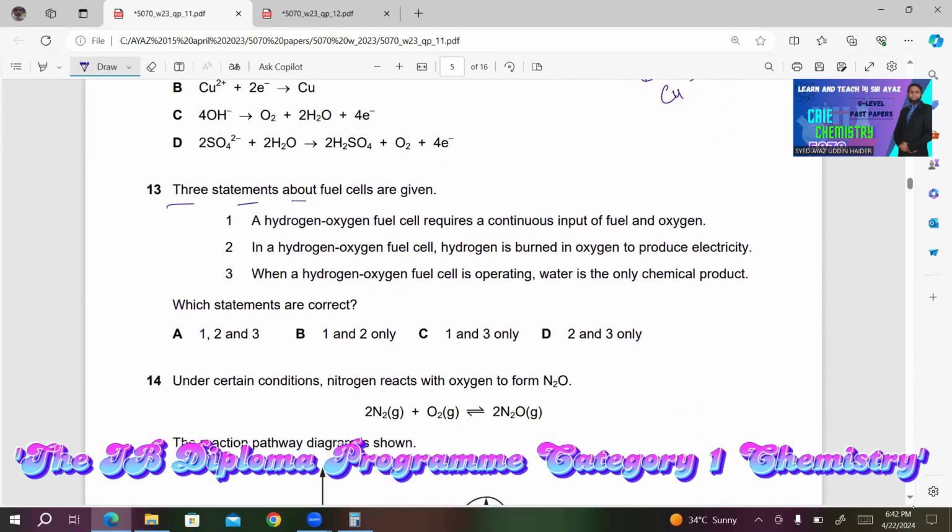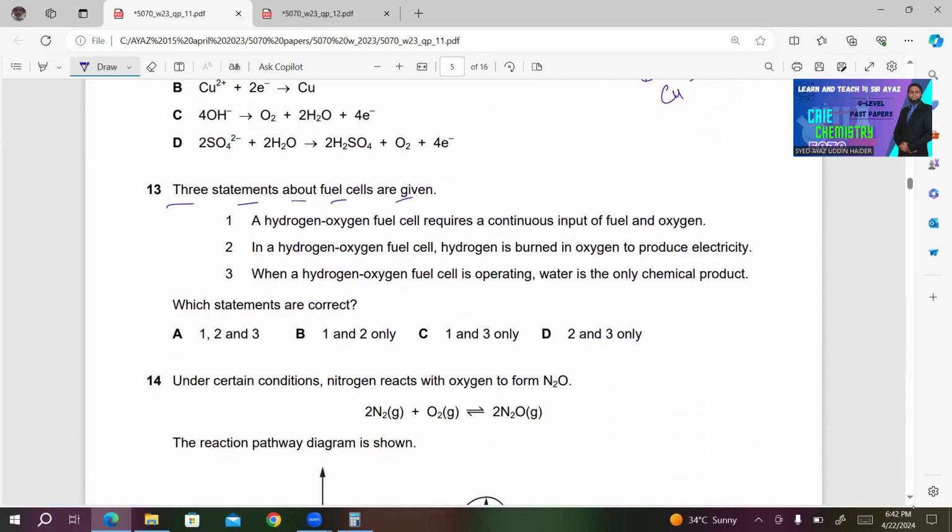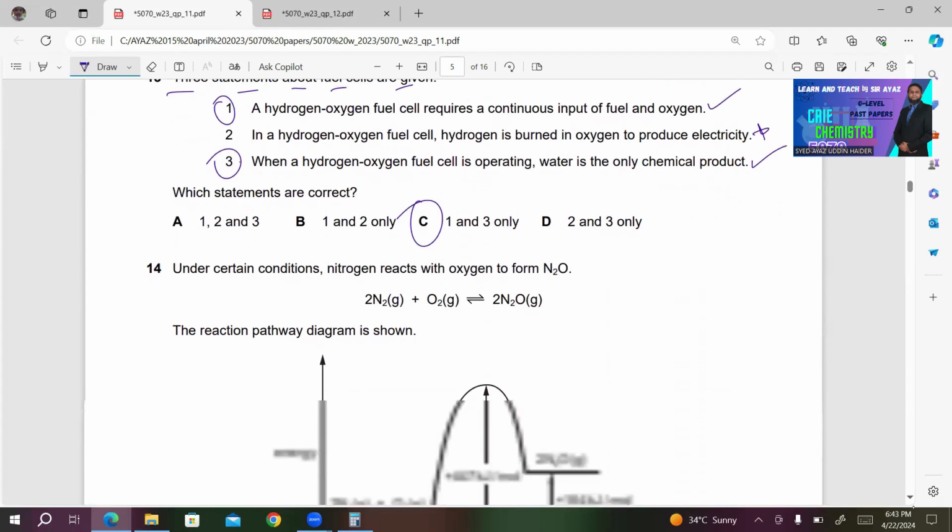13. Three statements about fuel cells are given. 1: A hydrogen oxygen fuel cell requires a continuous input of fuel and oxygen. This is correct. Number 2: in a hydrogen oxygen fuel cell, hydrogen is burned in oxygen to produce electricity. This is incorrect, because H positive ion reacts with the oxygen to produce water and electricity is produced in this process. 3: When a hydrogen oxygen fuel cell is operating, water is the only chemical product. This is also correct. 1 and 3 are correct. So C must be the right answer in this case.